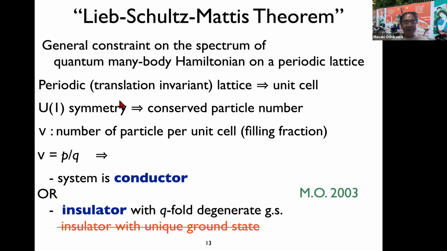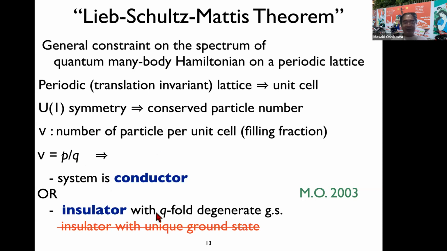So the final statement I can make is that I consider a very general quantum many-body Hamiltonian on a periodic lattice, let's say in 2 dimensions. And if the system has translation invariance of the lattice, then we can always define a unit cell. And if the particle number is conserved, then we can always define the filling fraction, that is, the number of particles per unit cell. And if the filling fraction is fractional, non-integer, then there can be only 2 possibilities. That is, the system is a conductor, or the system is an insulator.